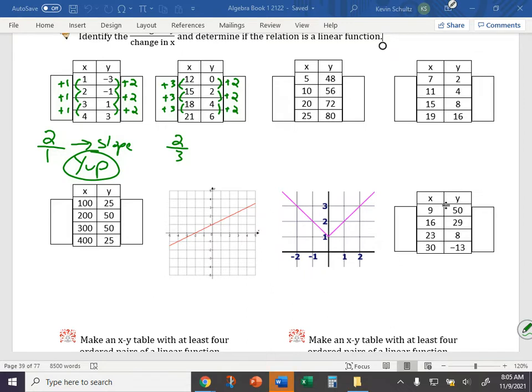So the rate at which this line moves across the coordinate plane is up 2 and over 3, up 2 over 3, up 2 over 3. So that is the slope. Is this a linear function? Yep, it is.